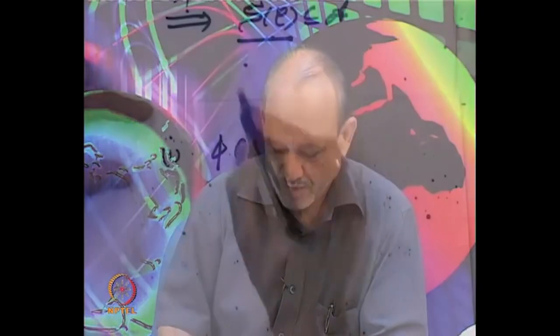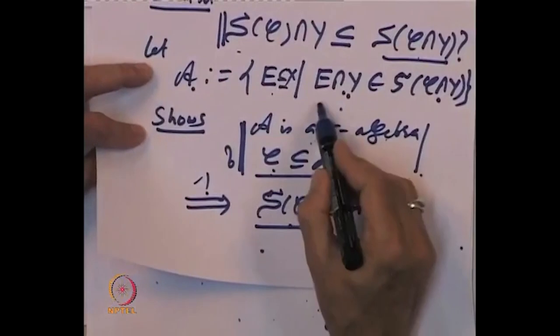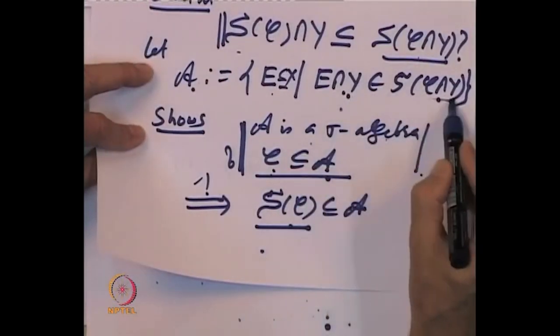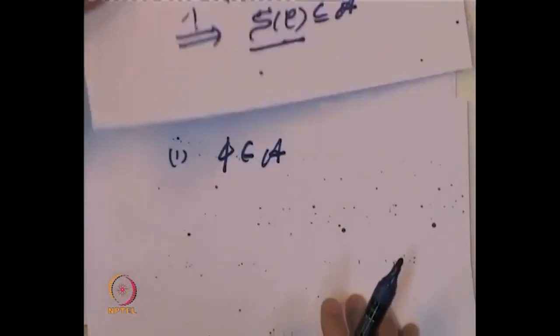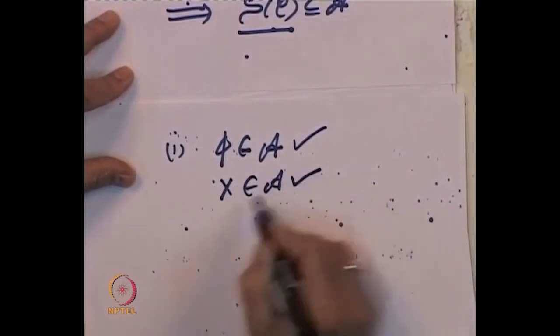So first, does the empty set belong to A? Yes, because the empty set intersection Y is the empty set, which belongs to this sigma algebra. So that is okay. Similarly, the whole space belongs to A, that will be okay.